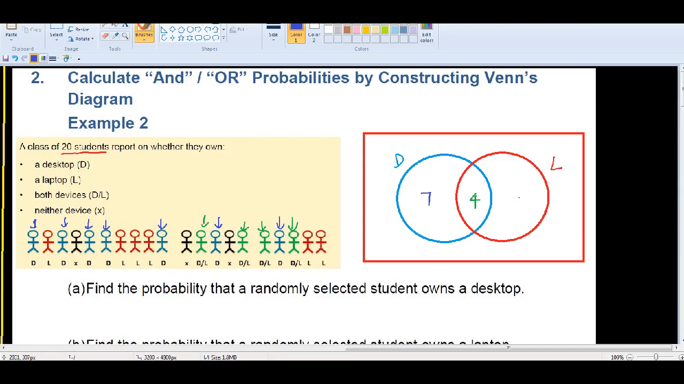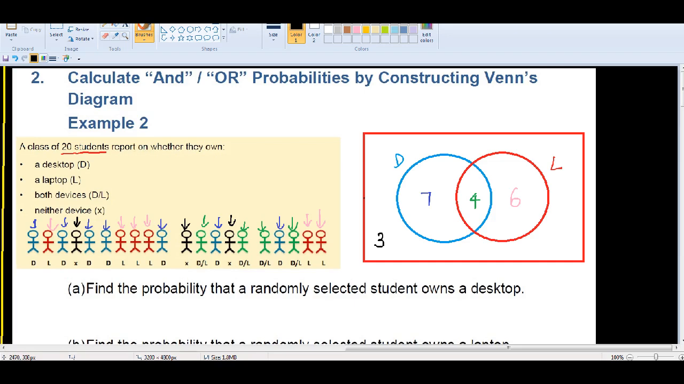And how many of them have laptop but not desktop? Okay, red color, 1, 2, 3, 4, 5, 6. Okay, 6 of them. In the end, how many of them are outside the two circles, they don't have either of them? Okay, they don't have any device. So this will be 3.